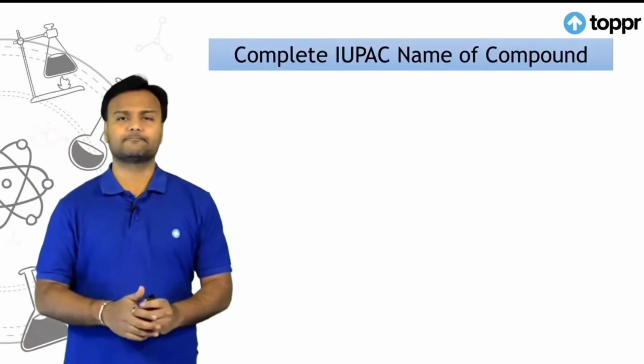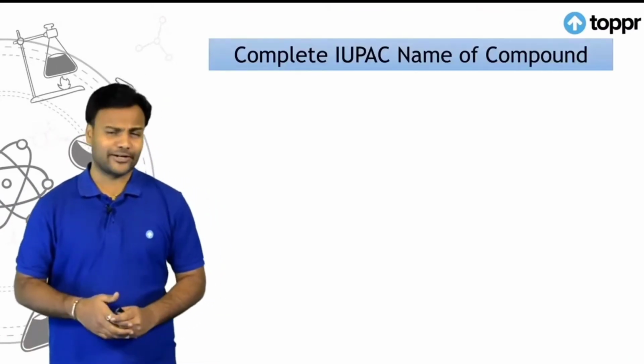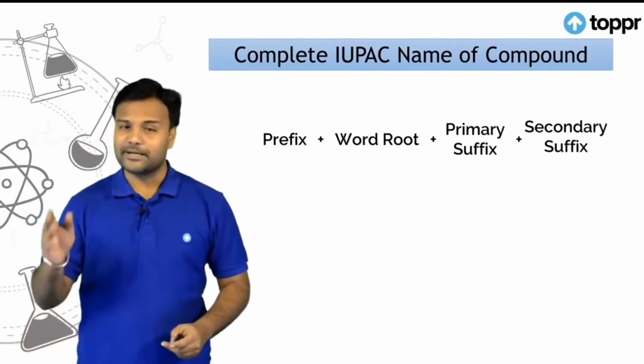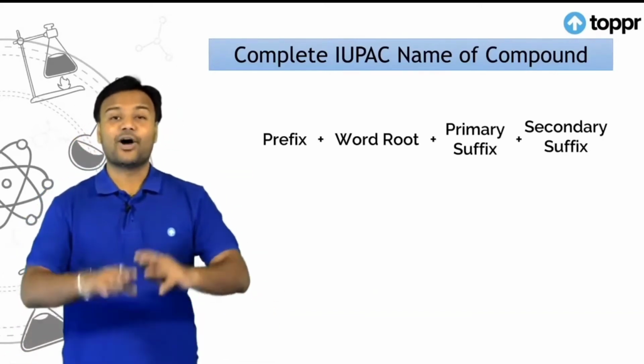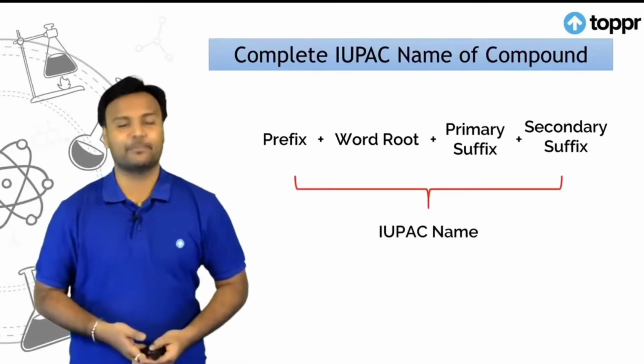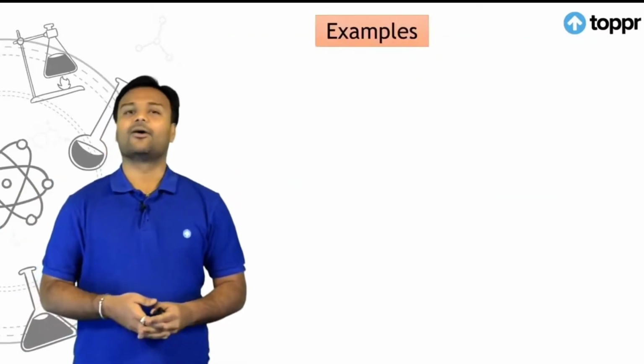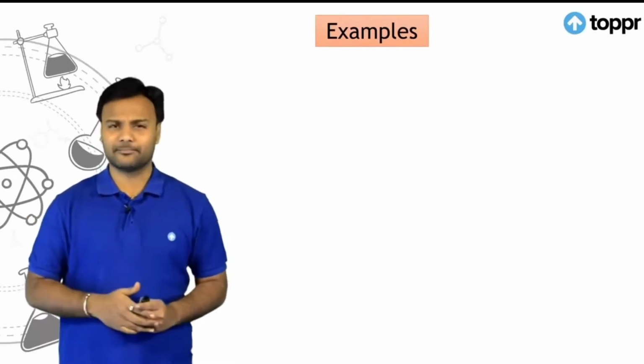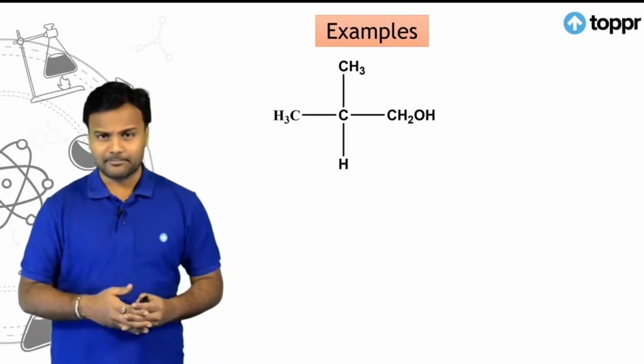Clear? Now, the complete IUPAC name of an organic compound. Here you can say prefix plus word root plus primary suffix plus secondary suffix. All these comprise your IUPAC name. Okay, let's see one example on how to write the name. So here is your example.